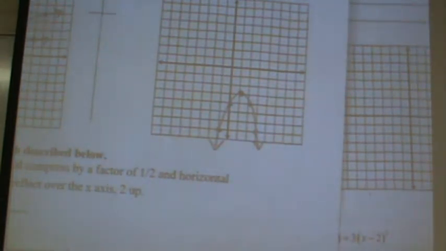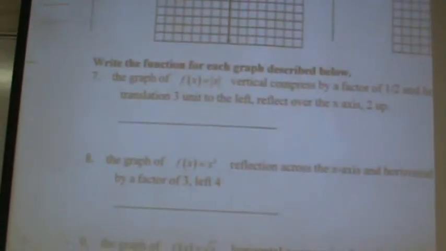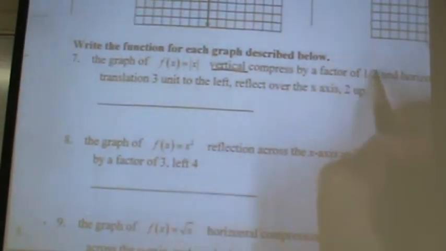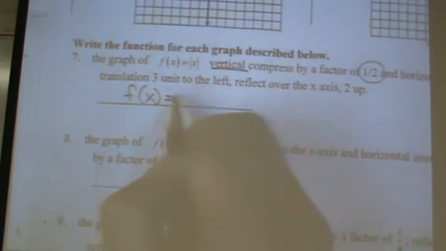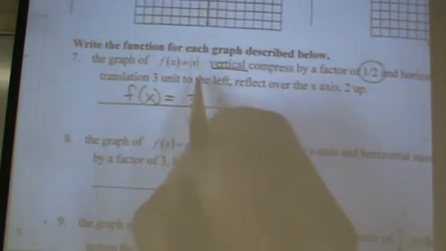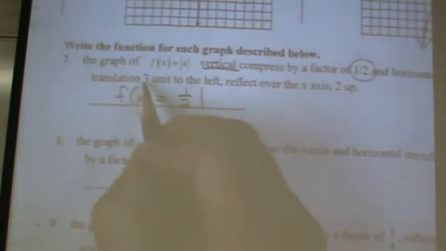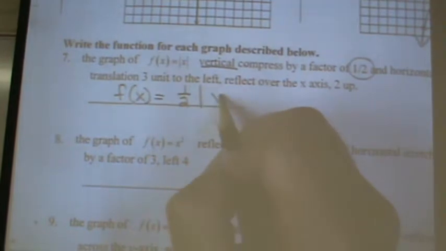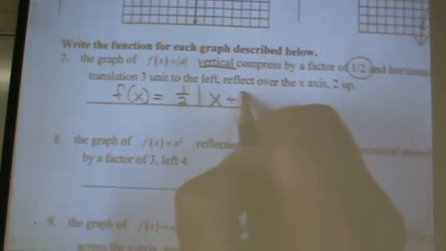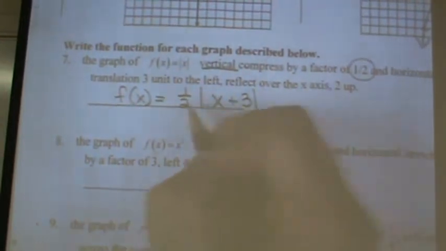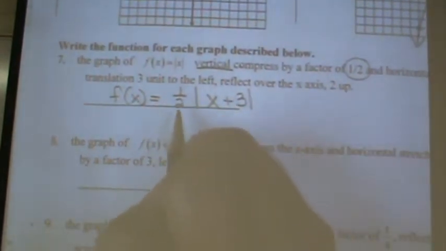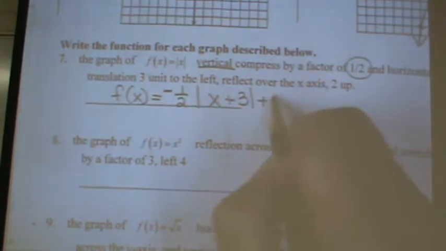Okay, now the last 4 problems, you're asked to write the equation. For number 7, anytime you see the word vertical, that number goes outside. So we've got f of x equals, we're gonna put a half outside, and that's the parent function. We're gonna put an absolute value. We're gonna do a horizontal, we're gonna go 3 to the left. So what should I write inside? Plus 3, good. And I'm gonna reflect this over the x-axis, so where do I put a negative? Outside or inside? And then 2 up. Done?